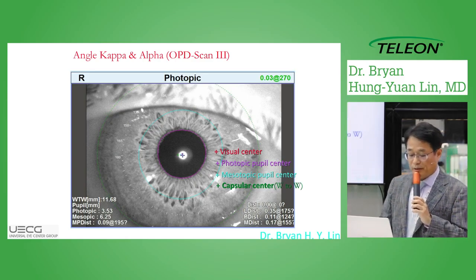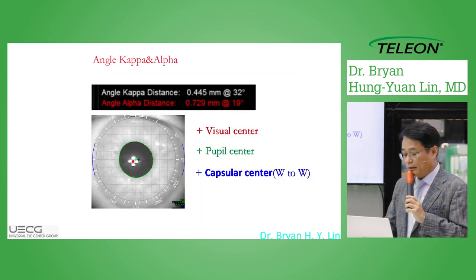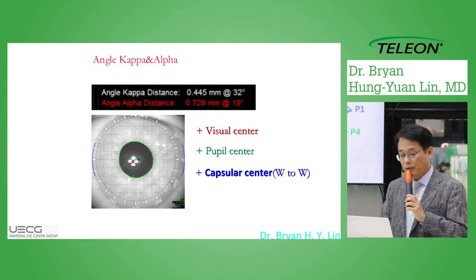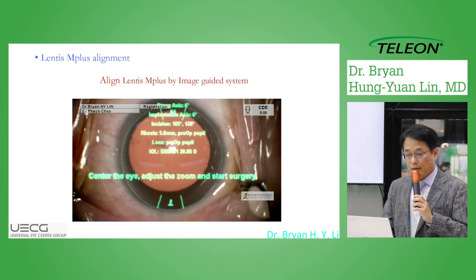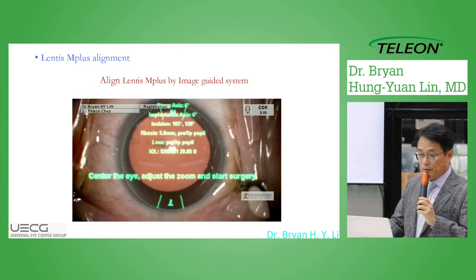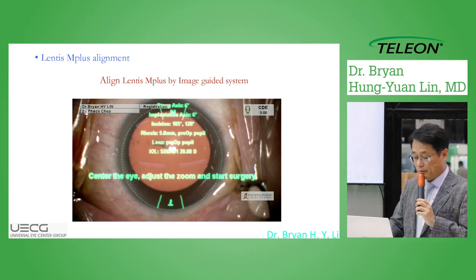Almost all cornea topographers on the market can detect these important data. During surgery, we use Purkinje image 1 under the microscope as a reference for alignment. This video demonstrates Purkinje image on the LENTIS Mplus under the microscope.